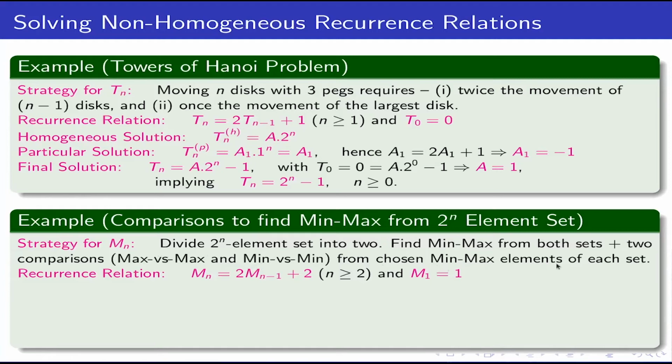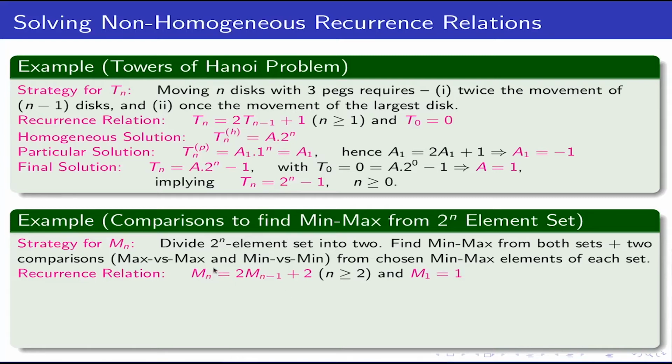That is the final min max from each set. So what I will do is that the 2 to the power n set elements I divide into 2. For both sets I will try to find min and max. Then the first set max will be compared with the second set max to get the final max, and the first set min will be compared with the second set min to get the final min.